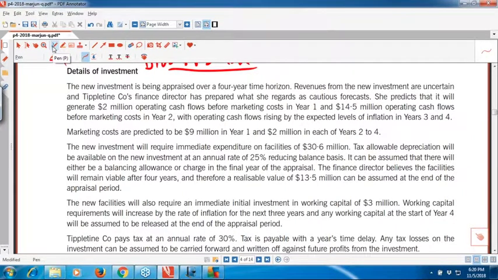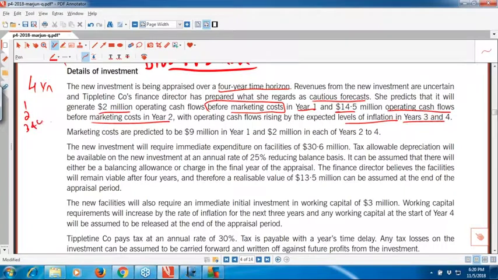Okay, now see. The question says the new investment is being appraised over a four-year time horizon. That means the project has a life of 4 years. Revenues from the new investment are uncertain, and the company's director has prepared what she regards as a cautious forecast. She predicts that it will generate $2 million operating cash flow before marketing costs in year one, $14.5 million operating cash flows before marketing costs in year two, with operating cash flows rising by expected levels of inflation in years three and four. So we have year one and year two cash flows, and then year three and four are going to increase with the inflationary adjustment.